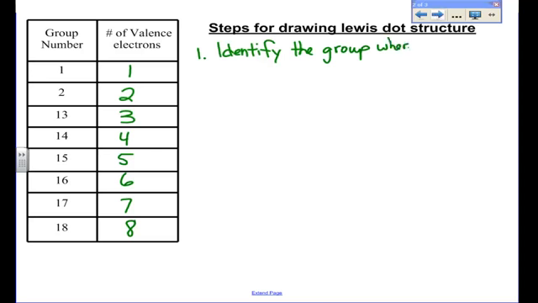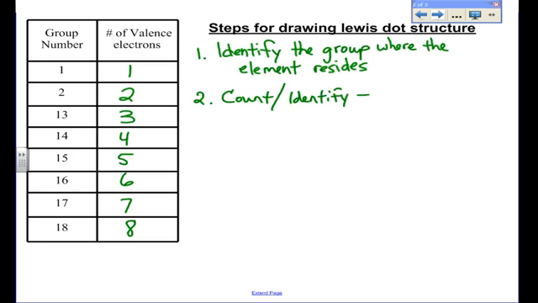where the element resides. So basically, where is this element on the periodic table? Once we've identified the group, we can count or simply identify the number of valence electrons.